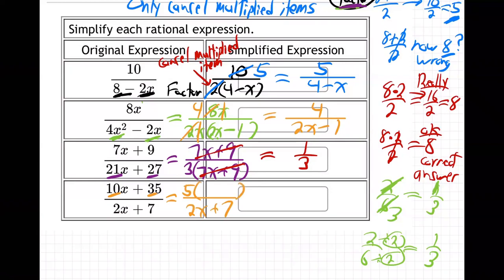Take out the 5. What does that leave? 2x plus 7. No big surprise. It matches. 5 times 2x is 10x. 5 times 7, 35. And now we can cancel the whole 2x plus 7 because the whole 2x plus 7 is a multiplied item. We can cancel multiplied items. What does that leave us with? 5 over 1, right? Because there's nothing on the bottom. Now, what is 5 divided by 1? It's just 5, right? We never leave 1s on the bottom, but 1s on the top must stay.